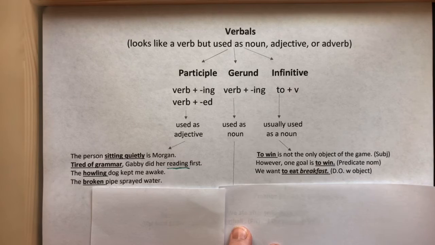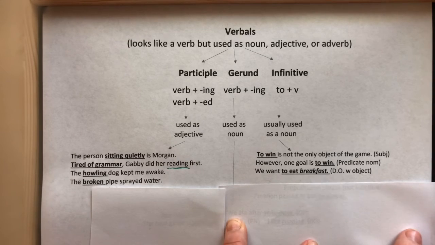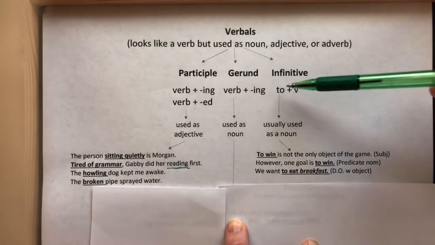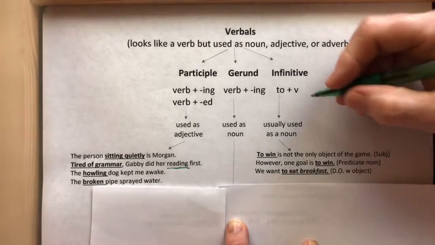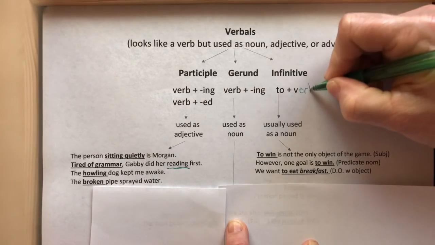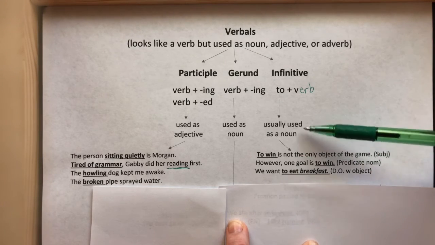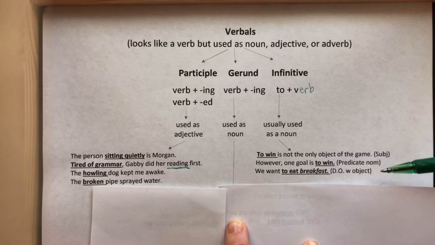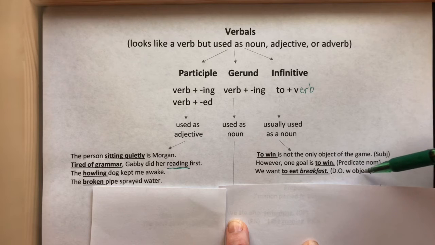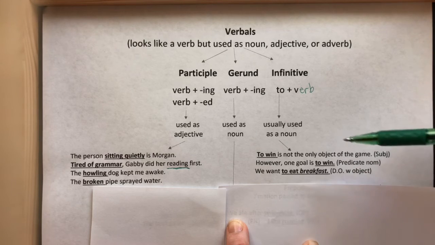Let's look at infinitives. Infinitives you've seen forever, and you're actually used to hearing them, and you probably write with them all the time. An infinitive has to plus the verb. This should say verb. And so the infinitive is usually used as a noun, so it would be a subject, a predicate nominative, or a direct object. And this one we'll look at has an object with that direct object.